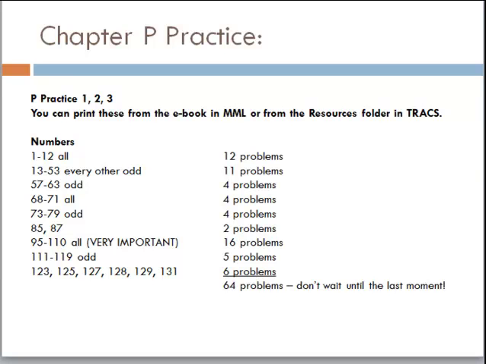These are the problems that you'll need to work for Chapter P. You can print this out from your track site, and you can also print out the problems from tracks, or you can print them out from your ebook in My Math Lab.